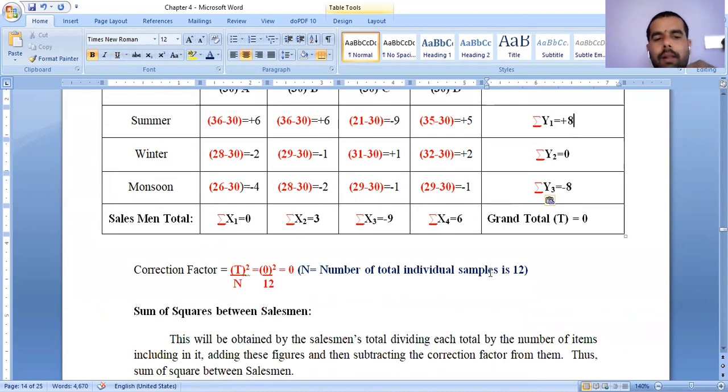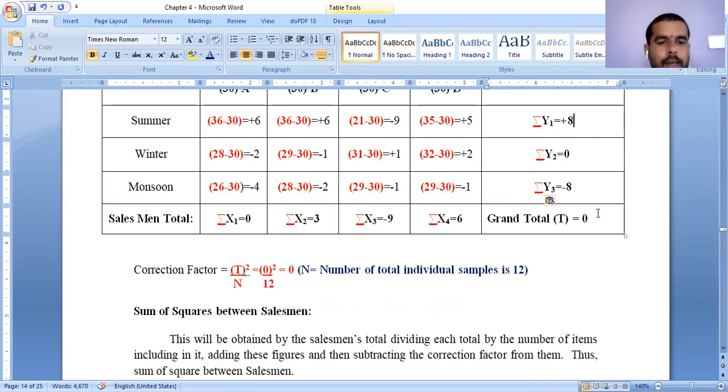After getting all these values, first of all you have to get the correction factor, T square by n. With this principle you will get the correction factor value. T is the grand total. In this given problem it is 0, but in different problems, while you are practicing or in the examination, you will get some numbers, maybe a 2 digit or 3 digit number. With that number you have to get the correction factor value.